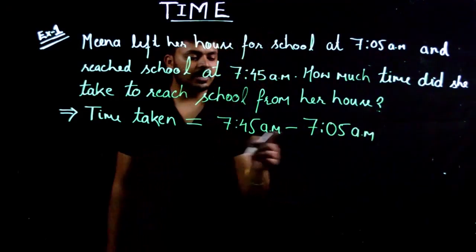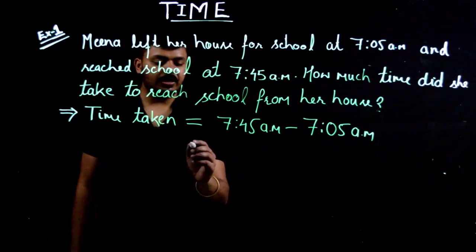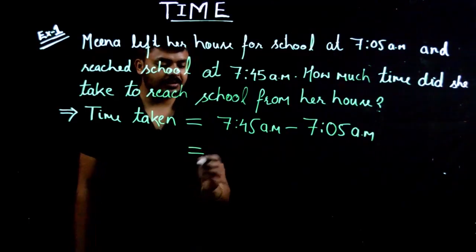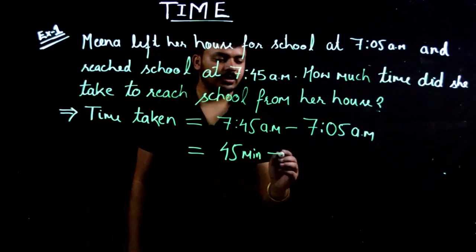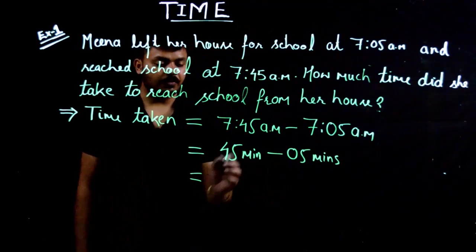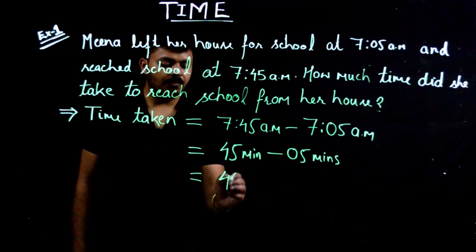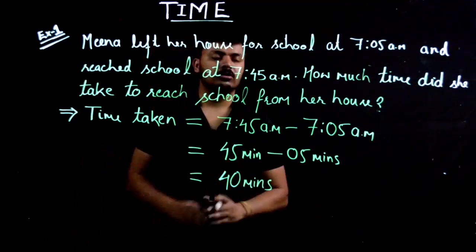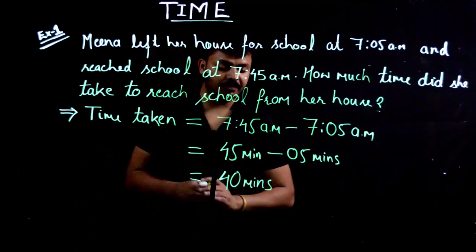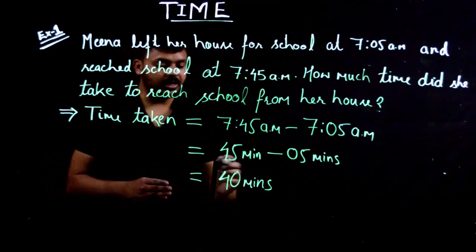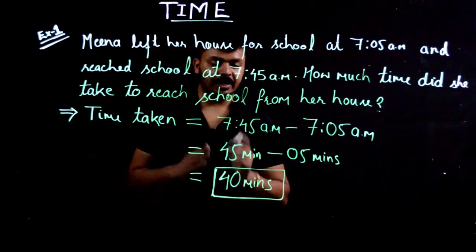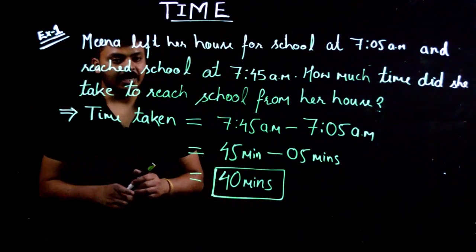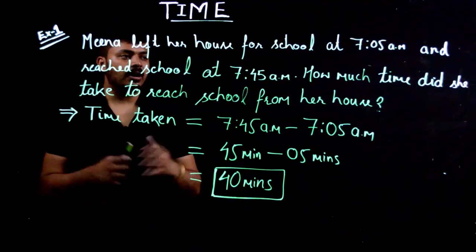Now since the hours are the same, that is 7, we need only to subtract the minutes. That is 45 minutes minus 5 minutes. So we get 40 minutes. When we subtract 5 from 45, we get 40 minutes. That is the time she takes to reach her school from her house.